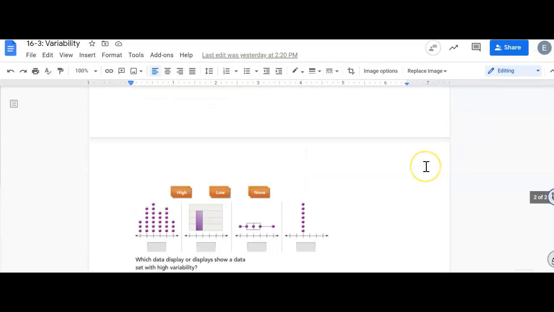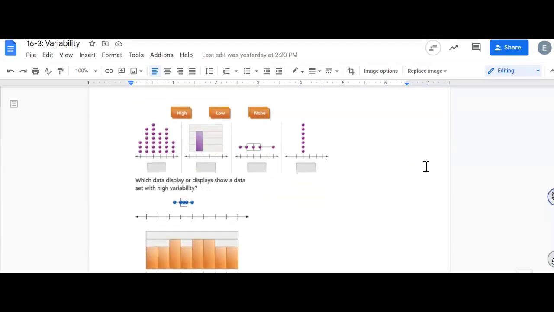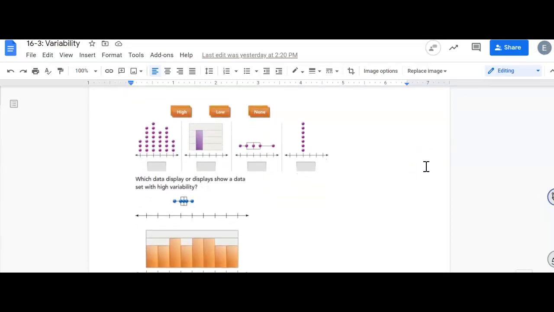We have 4 different types of graphs. Well, 3 different types of graphs. We are going to go over graphs tomorrow and next week. This graph, first one here, is called a dot plot. The second one is called a histogram. The third one is a really fun one. Does anyone know the name of this graph?